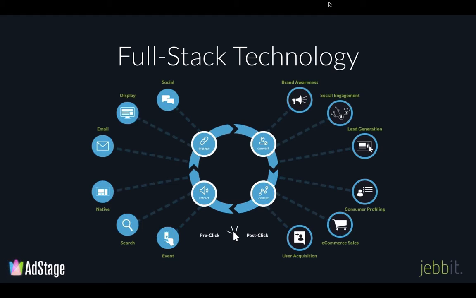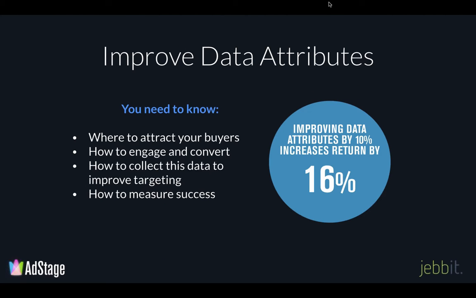And that leads to the second most important thing that you need to be considering when evaluating these tools, which is attribution. So improving data attributes by 10% can increase your return by 16%. This means throughout the pre-click and post-click sphere, you should be tracking specifically where you attract the best and, again, your perfect buyers, events that lead to engagement and conversion so you can learn from them and replicate them, how to leverage this data to improve retargeting, and most important, how all of these factors lead to the success of your digital marketing campaigns.